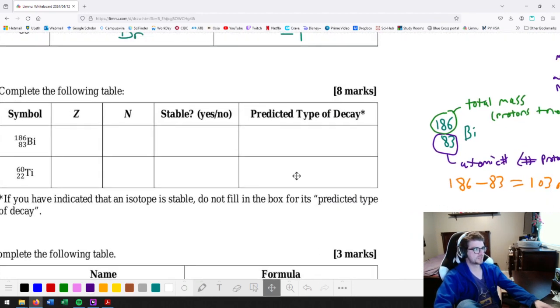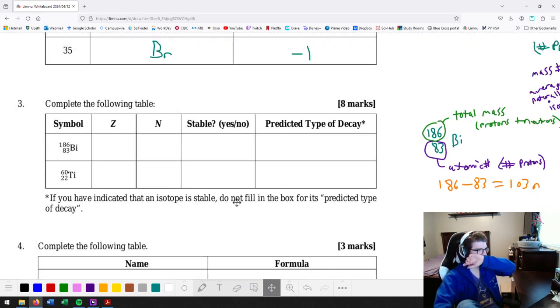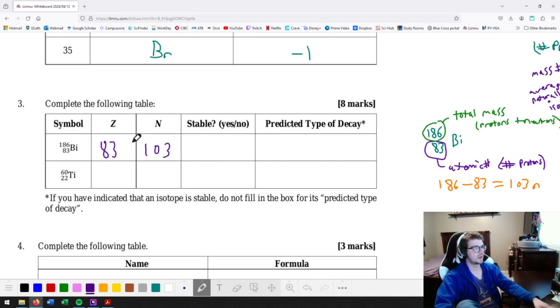Okay, so here we're talking about bismuth 186. So again, the Z is the number of protons, which is the atomic number, and that is 83. And N is the number of neutrons, and that's going to be 103. And let's do this one too, and then I'll show you the resource that I'm talking about.